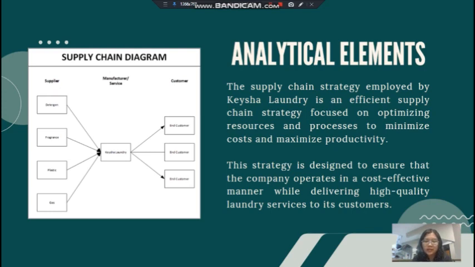So following that, the laundry takes on the function of manufacturing as it processes and turns dirty garments into clean ones.